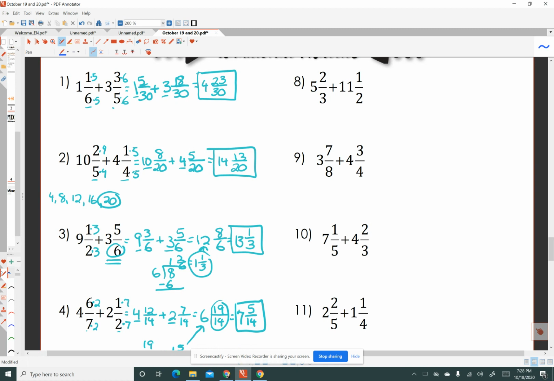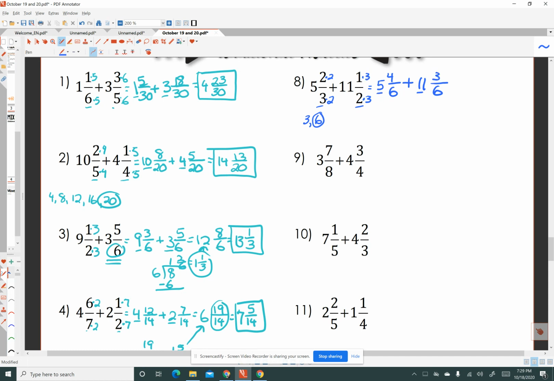And let's move up to here. We have a 3 and a 2. And the multiples of 3 are 3, 6, and 6 is also a multiple of 2. So our new denominator will be 6. So we are going to have 5. 3 times 2 is 6. 2 times 2 is 4. 5 and 4/6, plus 11. And 2 times 3 is 6. So 1 times 3 is 3.